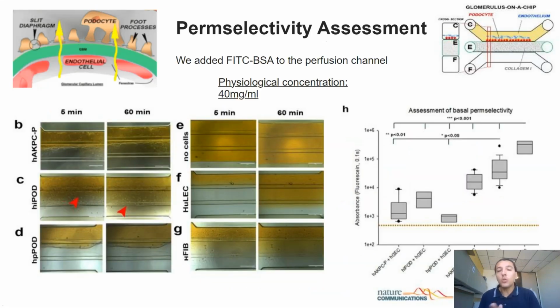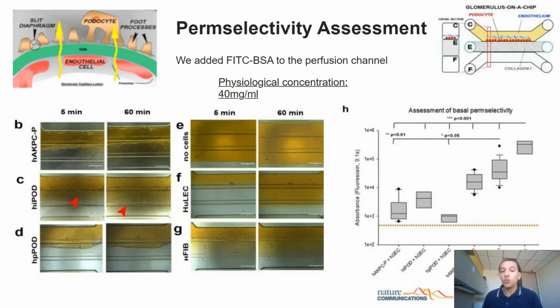As you can see here, what we did was we added FITC albumin to the perfusion channel, that is channel C, at the physiological concentration of 40 milligrams per ml, that is the concentration that we find in human blood. As you can see in the first three panels, B, C, and D, the albumin is retained in channel C without flowing through channel E and channel F. Channel F is called that because it's what we use to collect the filtrate.